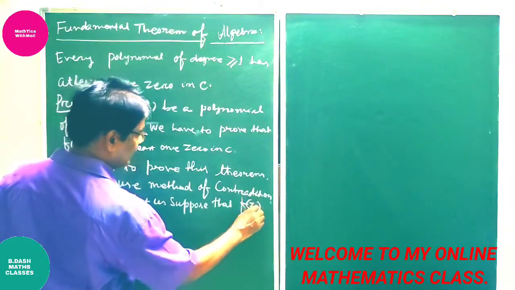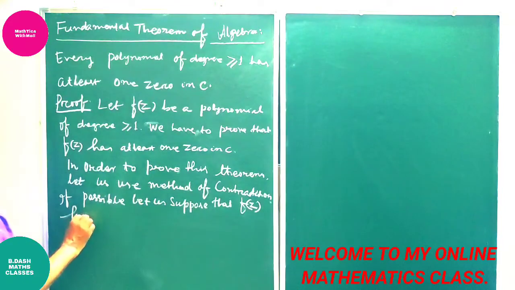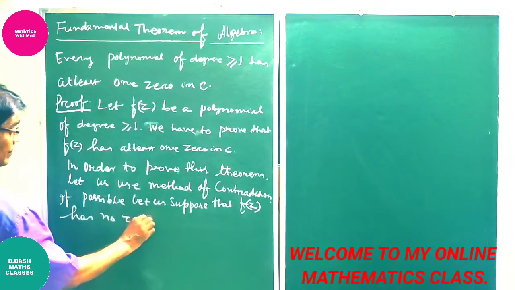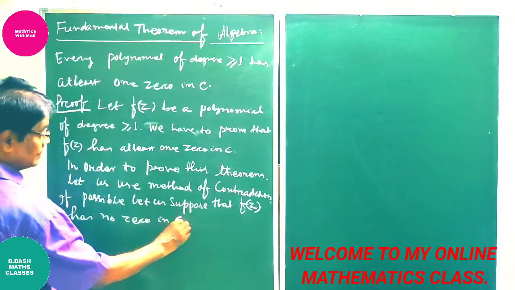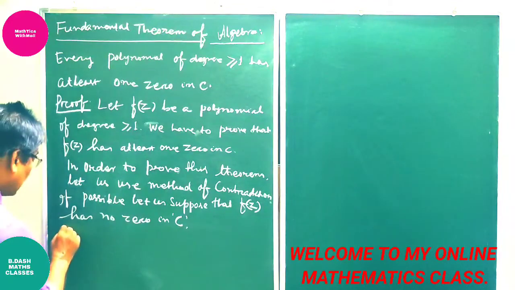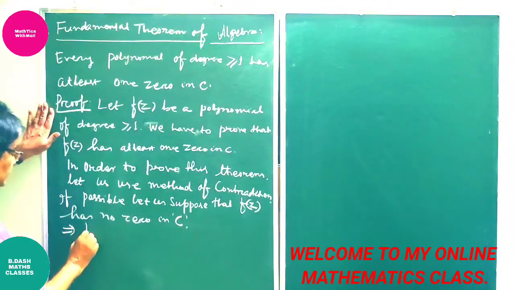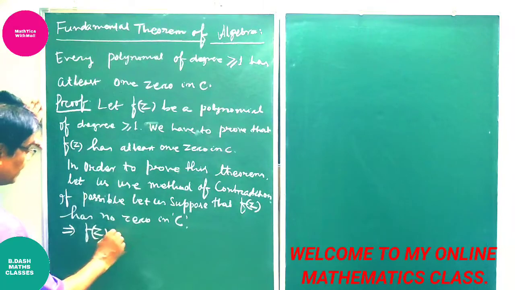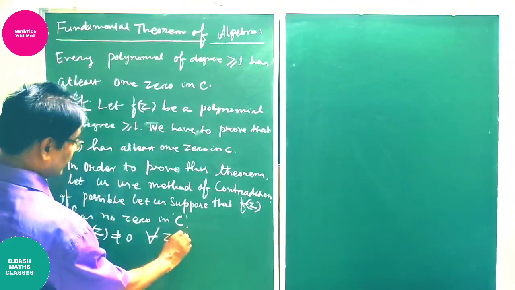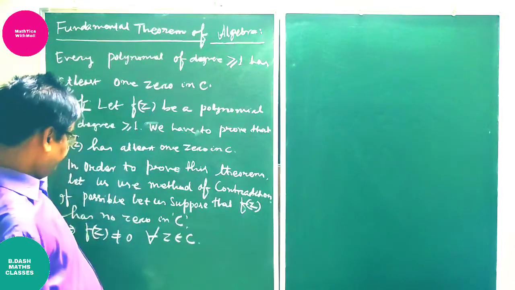f of z has no zero in C. No zero in C. What does it mean? It means f of z is not equal to 0 for all z belongs to C.